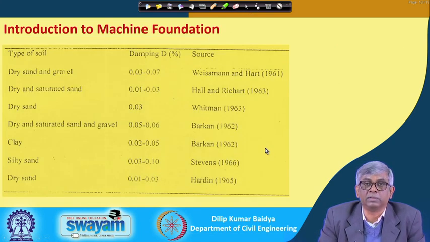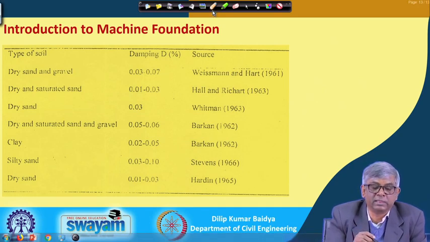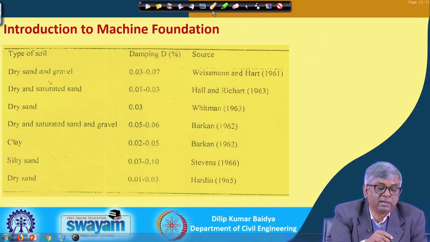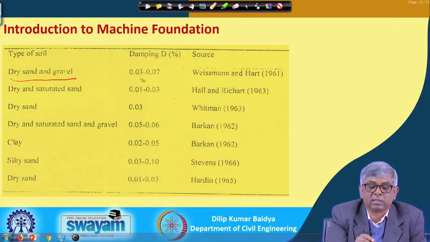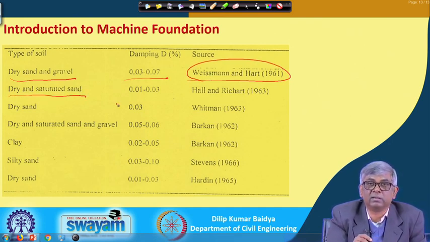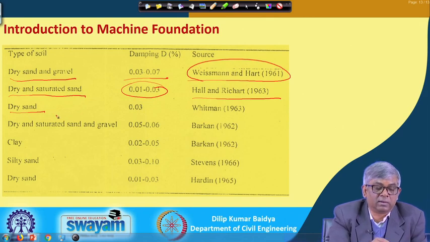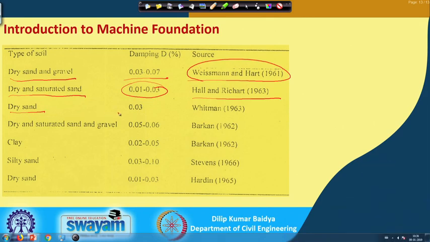Now, as I have told you, different materials will have different damping. You can see a report given here on the range of damping. For dry sand and gravel, the material damping ranges between 3 to 7%, as given by this person. For dry and saturated sand, the material damping can vary between 1 to 3%, given by him, and for dry sand you have material damping up to a maximum of 0.3%, given by Whitman.